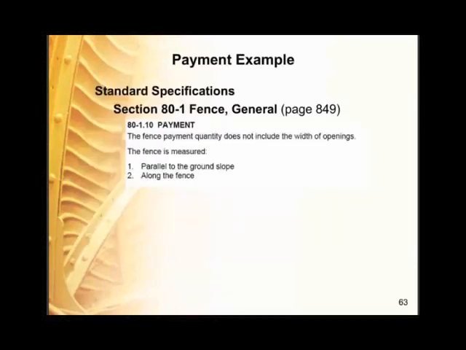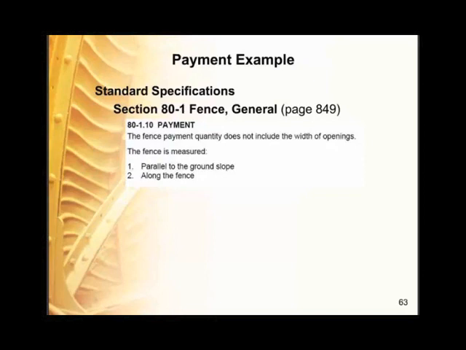So in the standard specifications, section 80-1, fence general, 80-1.10 payment: the fence payment quantity does not include the width of the openings, and the fence is measured parallel to the ground slope along the fence. So for all fences, this is the general pay clause because it's in the general section.